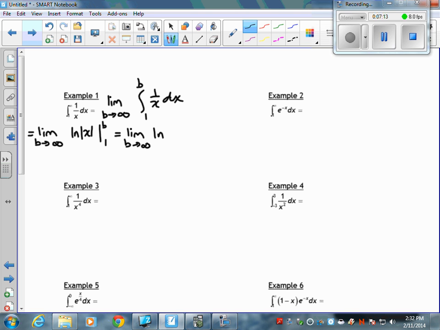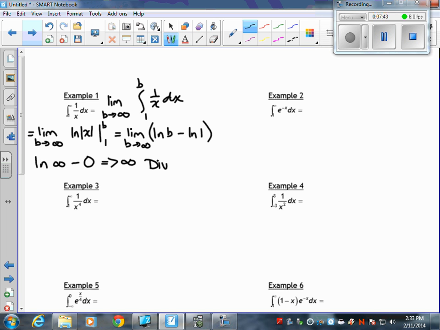So I have natural log of b. Can we agree that as b approaches infinity, b is going to be positive, so I don't need my absolute value anymore, minus natural log of 1. So I'm taking the limit of natural log b minus natural log 1 as b approaches infinity. So when I plug in infinity, so to speak, I get the natural log of infinity minus 0. Natural log of 1 is 0. So natural log of infinity is approaching infinity, which means this entire thing is approaching infinity, which means my actual integral diverges. We were right in our guess that the definite integral in number 1 was going to diverge.